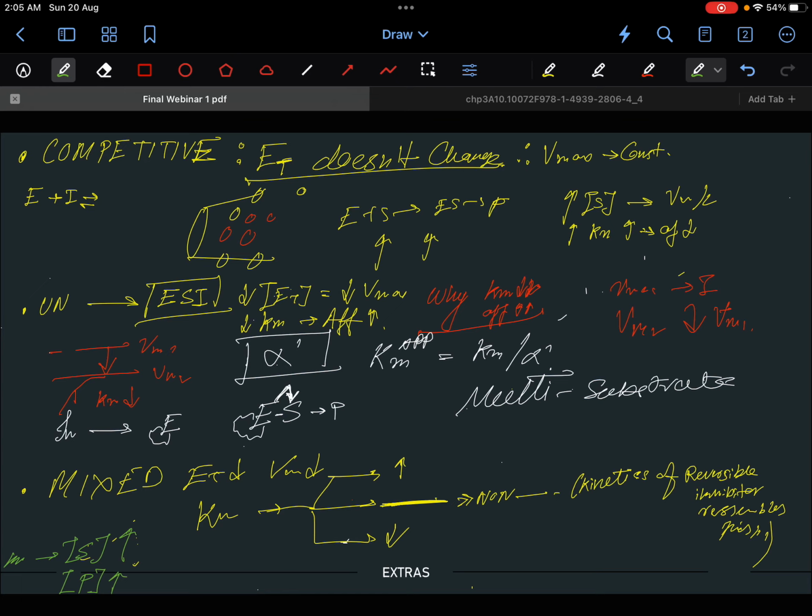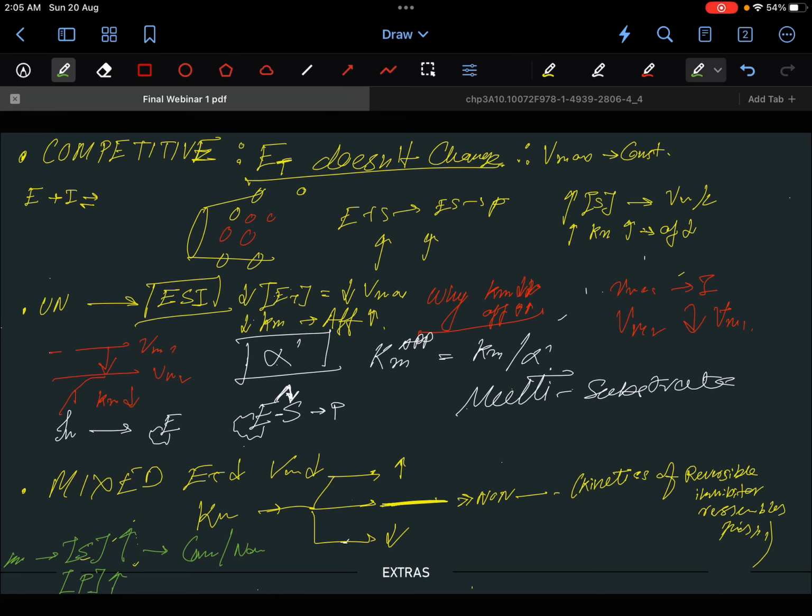Okay, so you are designing a drug, so you have to think how the drug will work. Do I need to choose a competitive inhibitor or do I need to use a non-competitive inhibitor? Whenever you want to increase the substrate concentration, then you can choose competitive or non-competitive. It is not an issue.